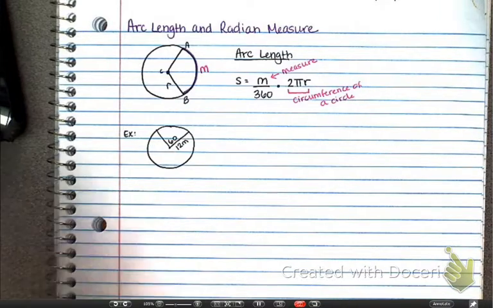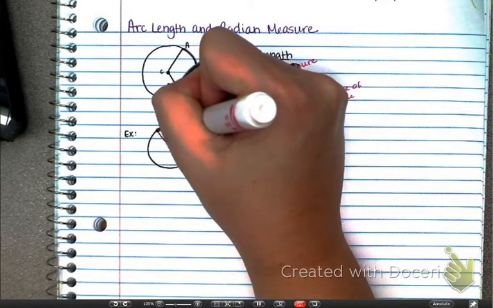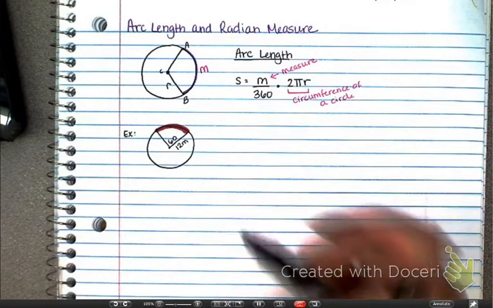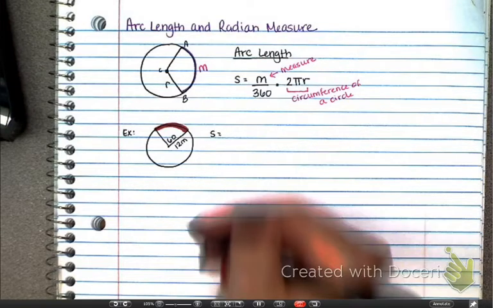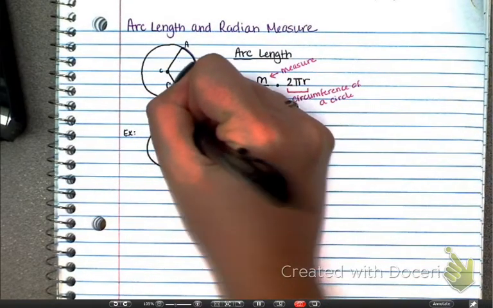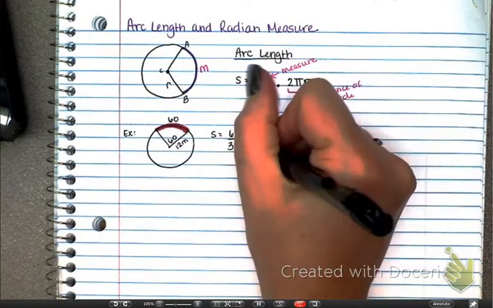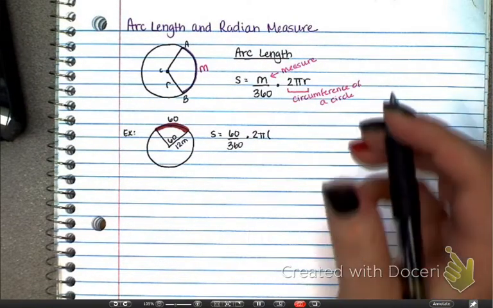And we are looking for the measure of the arc. That's what we're looking for, the measure of that arc. So we're going to use our formula. S equals, what is the measure of that arc? The central angle is 60, so that arc is also 60. So 60 divided by 360, I'm just plugging it into my formula, times 2 pi, and what's R? 12.